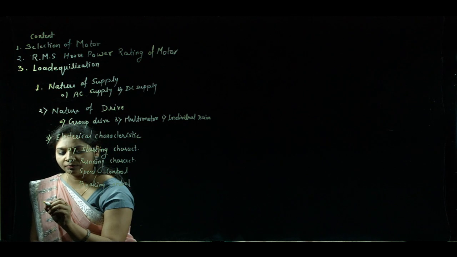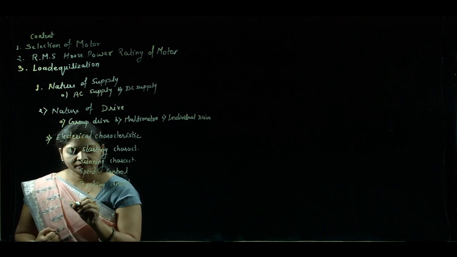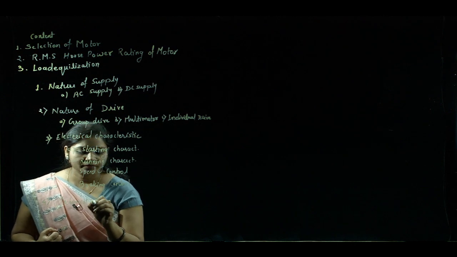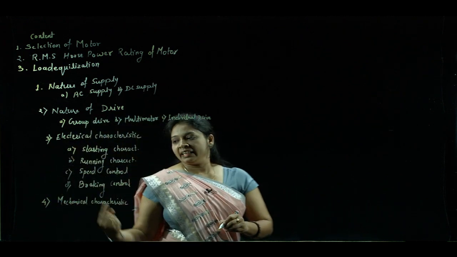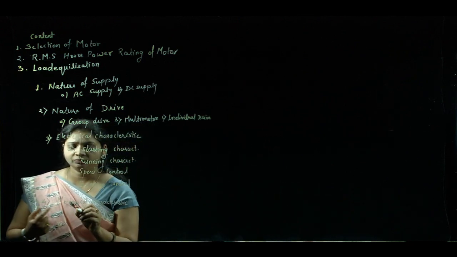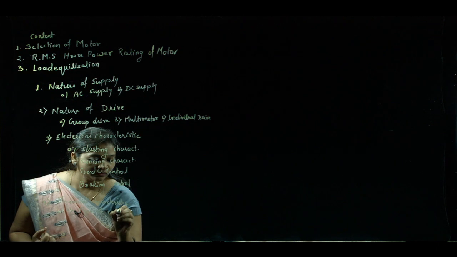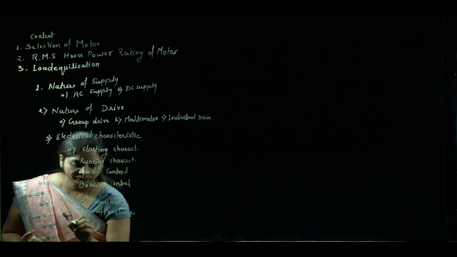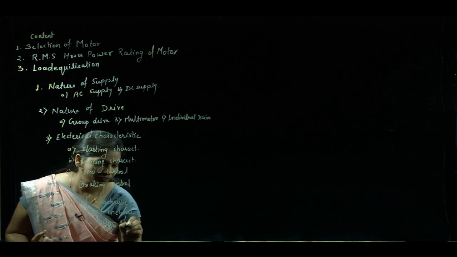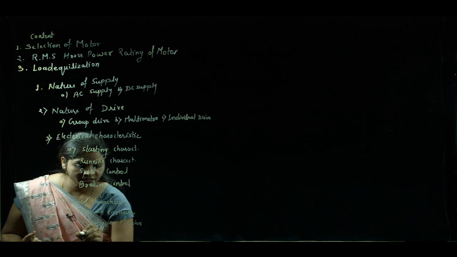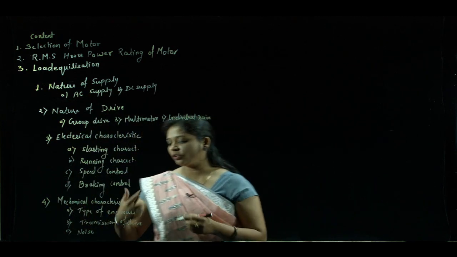Similarly, the fourth is mechanical characteristics. In mechanical characteristics, first is type of enclosure, second is transmission of drive, and third is noise. So these are the mechanical characteristics.